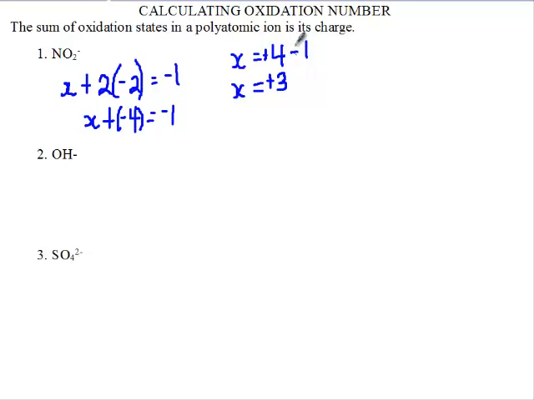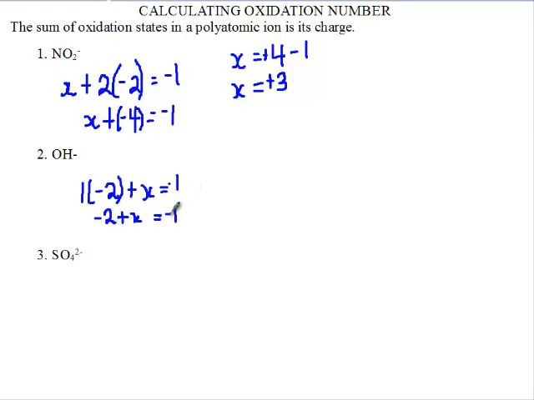Okay, we equated everything to minus 1. Now let's see that of the hydroxide. We have only one oxygen atom here, so we have 1 times negative 2. We don't know that of hydrogen, so we're going to use X. And everything should be equal to negative 1. So 1 times minus 2 is minus 2, plus X is equal to negative 1.